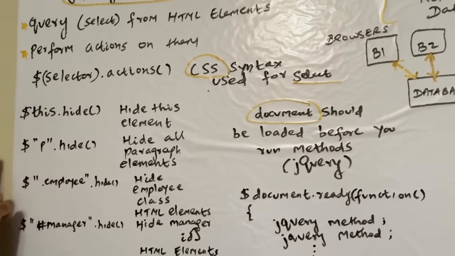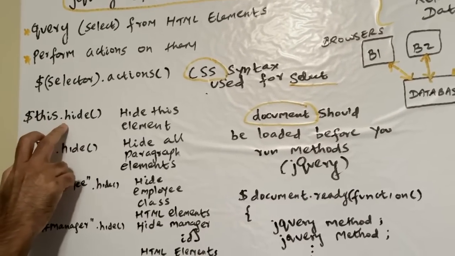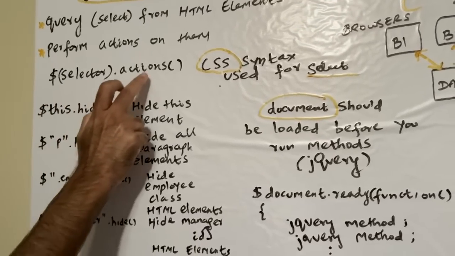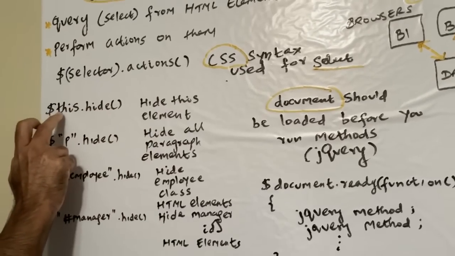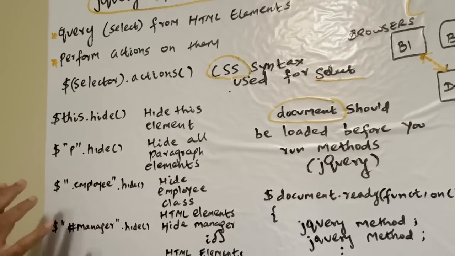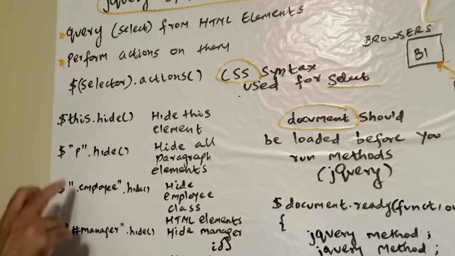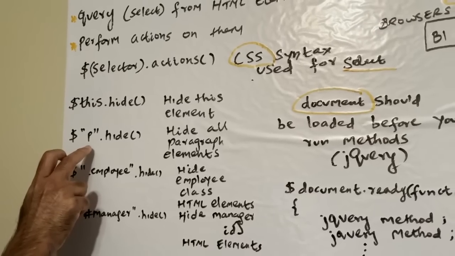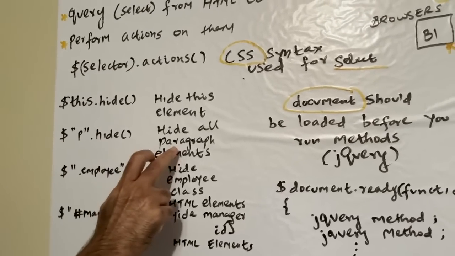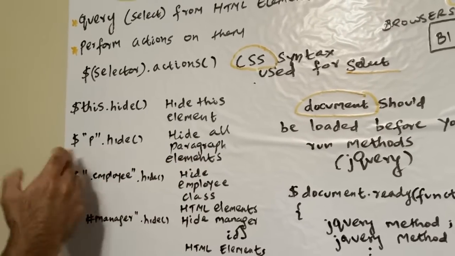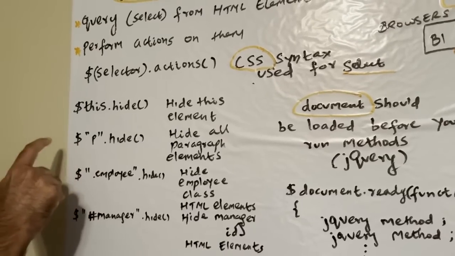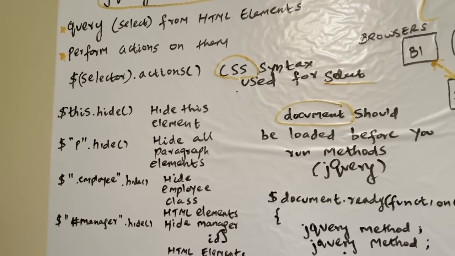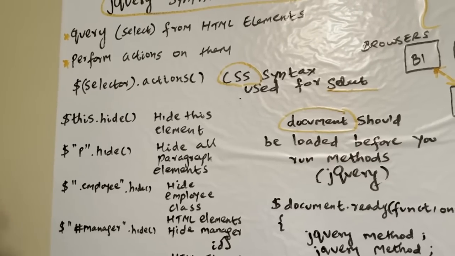This is one example: $(this).hide(). Hide is a function. See, this is the action. This one, "this", means this particular element. Hide this element. Another example, here we are showing p, the paragraph element, the HTML tag, dot hide. Hide all paragraph elements. So when you put this code in jQuery, it means hide all the paragraph elements, the different paragraph elements in the complete code.